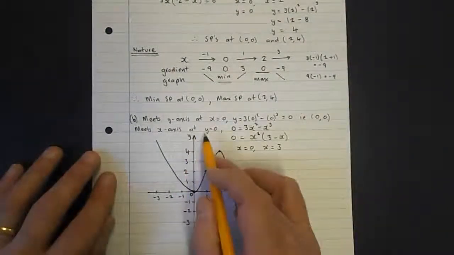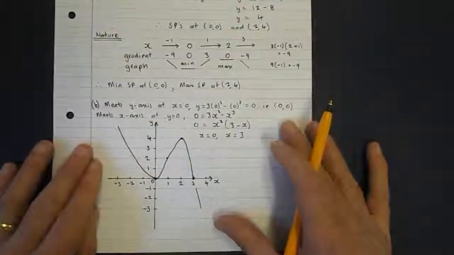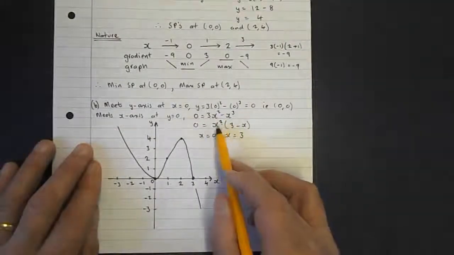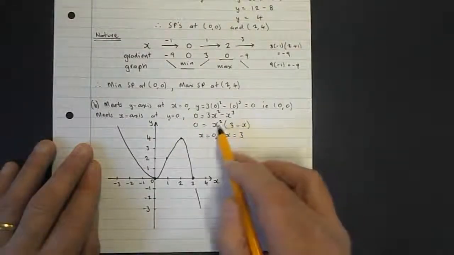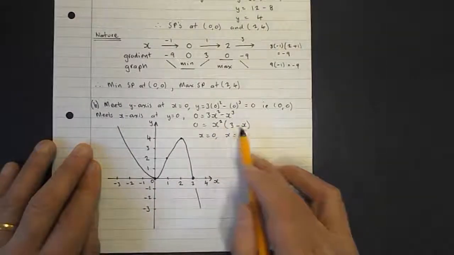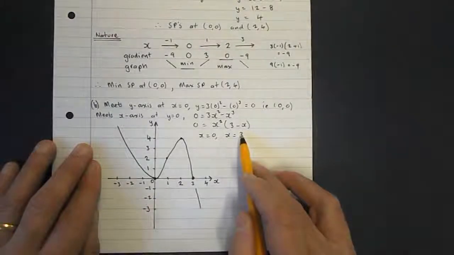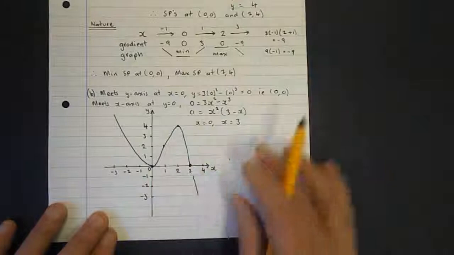And it meets the x-axis when y equals 0. So don't forget, the formula is y equals 3x squared take x cubed. If y is 0, we have 0 equals 3x squared take x cubed. Take x squared out as a common factor here. And we have x squared times 3 take x. So we have two things multiplying to give 0. So x is 0, and x is 3. These are called roots. So we have 0 there and 3 there.